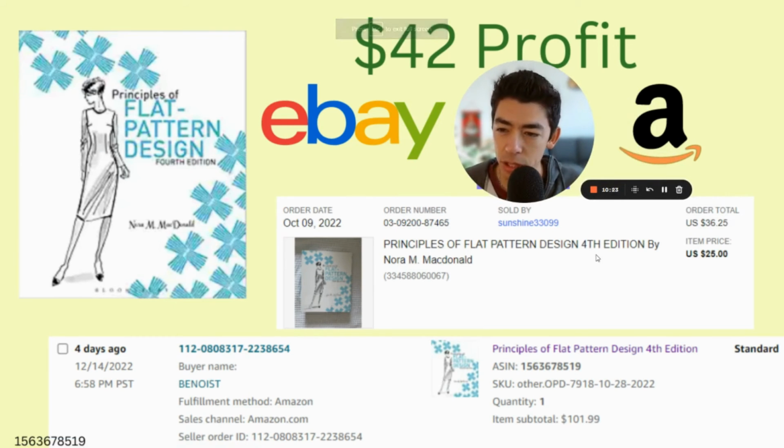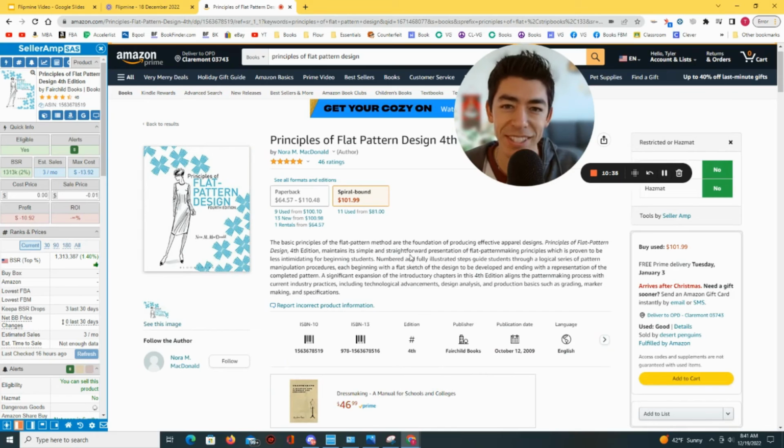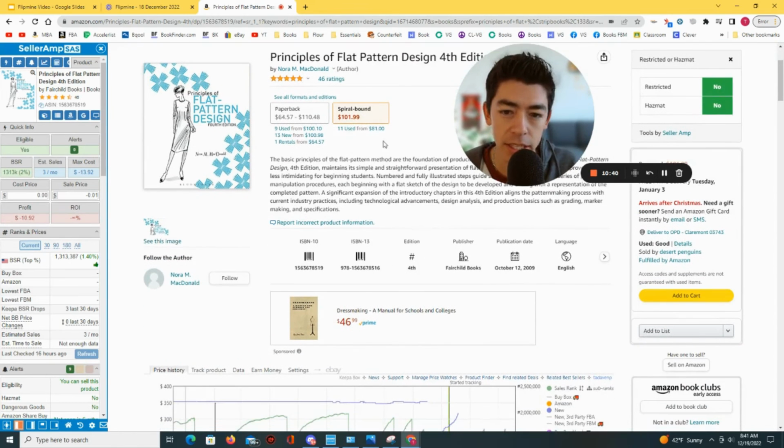All right, the last book that we're going to look at today is The Principles of Flat Pattern Design. I purchased this on October 9th for $36.25, flipped it on Amazon for $101.99, and that left me with a $42 profit. Same story here. You can see that the buy box for the spiral bound is $101.99. You can see that there's 11 used offers. The lowest used offer is $81.